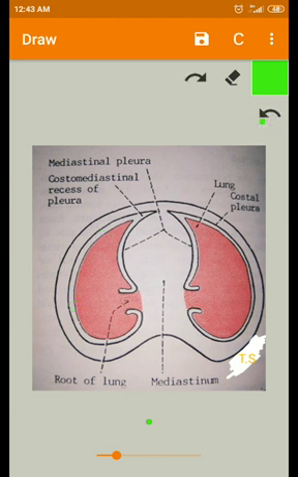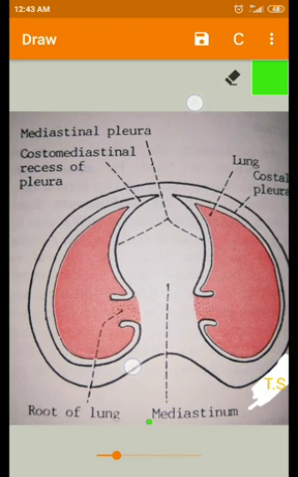Okay, this is about the thoracic cavity and the pleura. In the next session we are going to study the lungs.